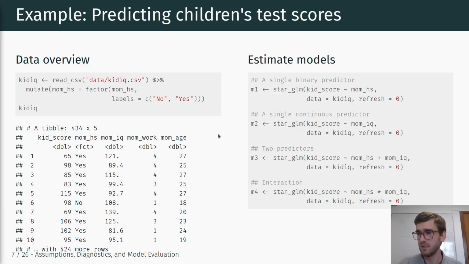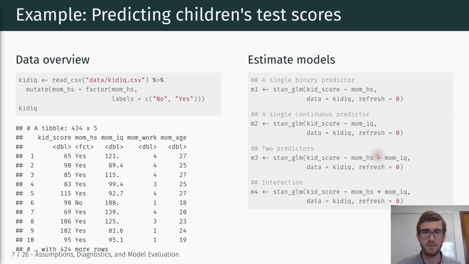In terms of actual regression models to predict those test scores, there are 4 different types of models that we can look at. The first one is a single binary predictor. We're just including the dichotomous indicator for mother's high school education as the only predictor. We have a single continuous predictor where we just include the mother's performance on an IQ test as a predictor.